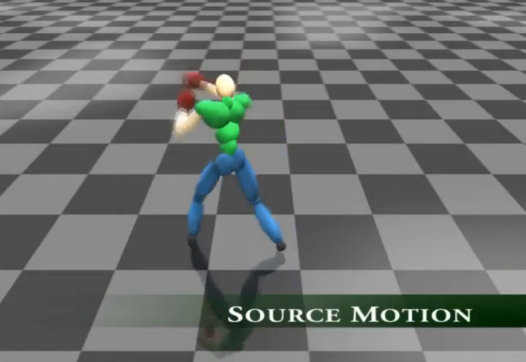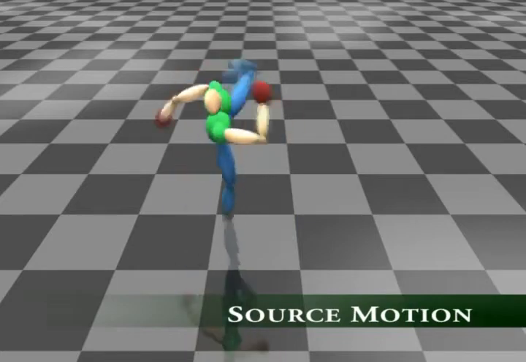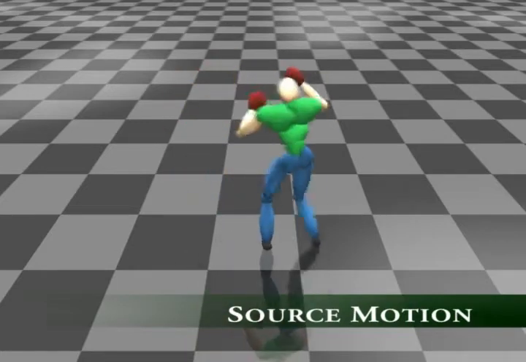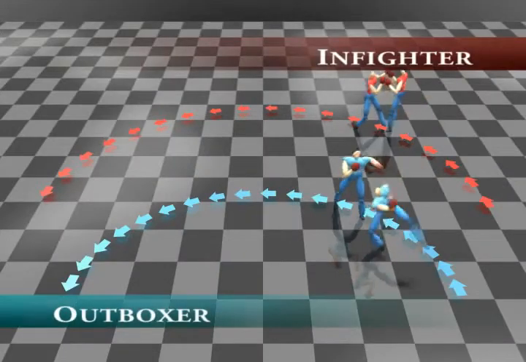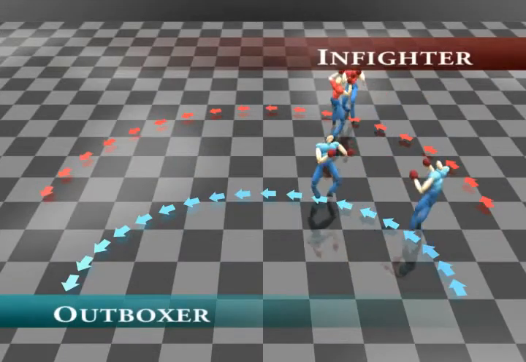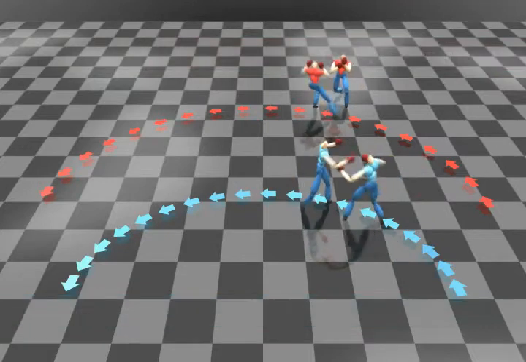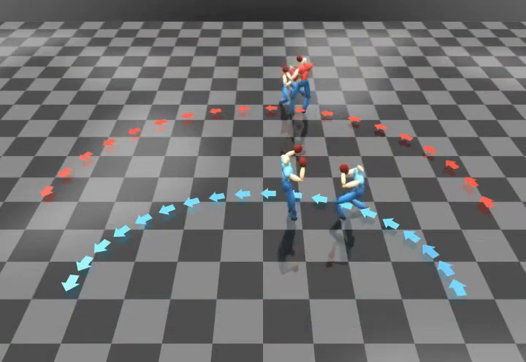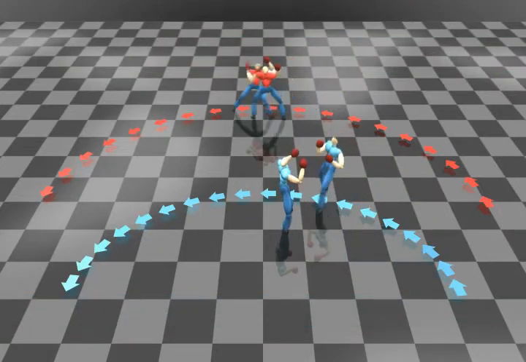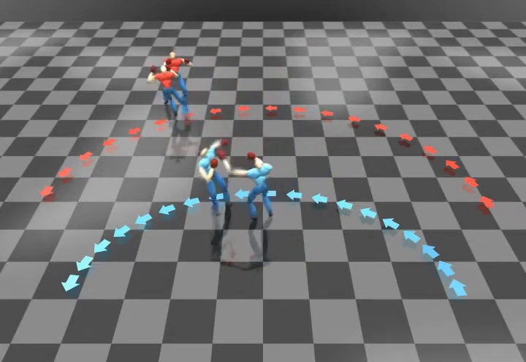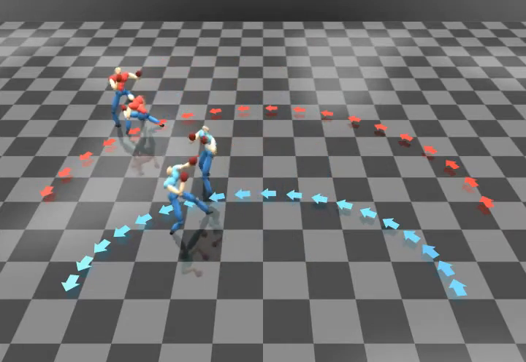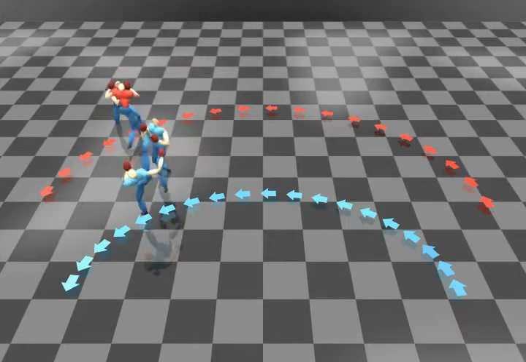We also created a motion database of kickboxing. Here is the captured motion. We can simulate different styles of interactions by changing the objective function that evaluates them. Here, the upper characters fight as infighters that are more aggressive and prefer short-range attacks, such as hook punches and uppercuts. The lower characters fight as outboxers that are more defensive and prefer long-range attacks, such as straight punches.